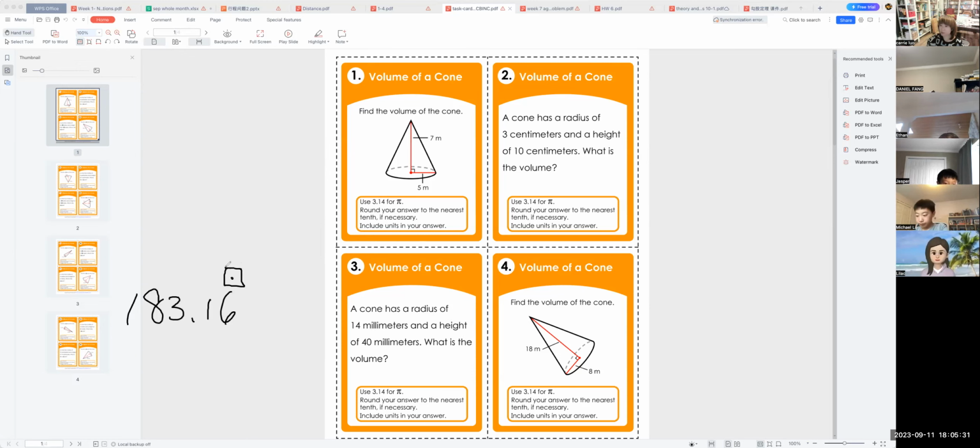Do you still remember, Jasper? Okay, we don't do that, okay? So the cone has a 3 centimeter, and don't forget centimeters cube.